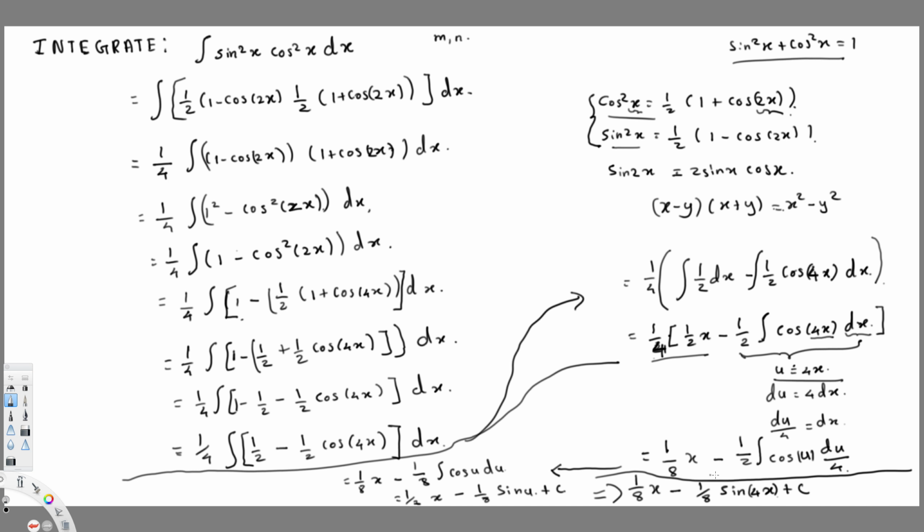So let's do that. So this is going to be 1 over 4 times 4, 1 over 4 times 1 over 2, 1 over 8. So 1 over 8 times this 4, this is going to be 32. So 1 over 8x minus 1 over 32 sine 4x plus constant. And that's the final answer.